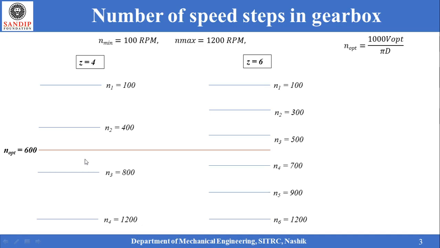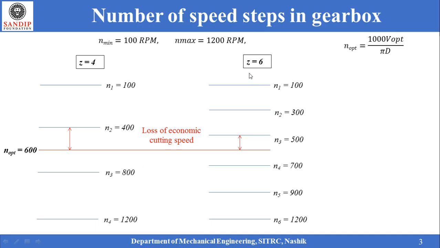Now the operator of lathe 1 will run the lathe either at speed N2 or N3 because exact optimum spindle speed cannot be achieved. Similarly, the operator of lathe 2 will run the lathe either at speed step N3 or N4. In both the cases, there will be loss of economic cutting speed. However, the loss of economic cutting speed will be lesser in the second gearbox. The discussion is valid for any spindle speed which is optimum.